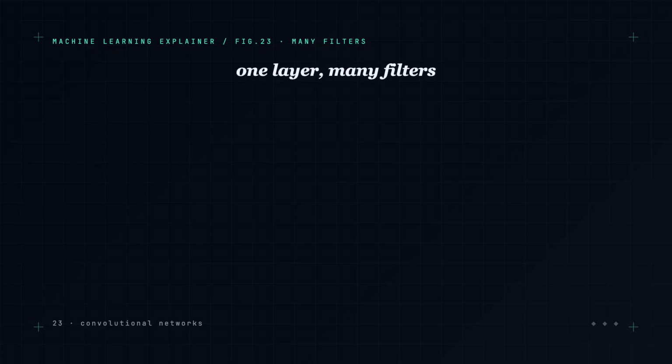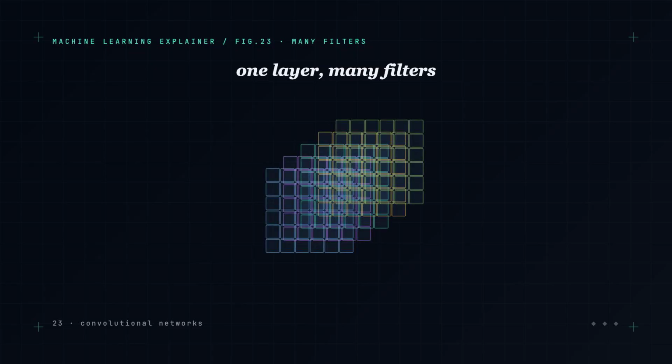One filter finds one pattern, so a convolutional layer uses many, dozens or hundreds, each tuned to something different: edges at various angles, colors, textures. The layer outputs a whole stack of feature maps, one per filter. Together they form a rich multi-channel description of what's in the image and where.